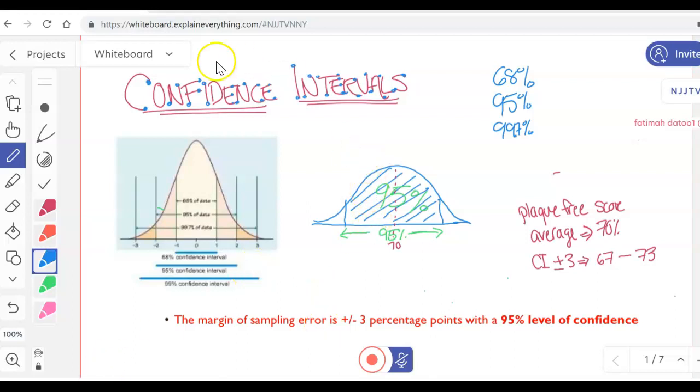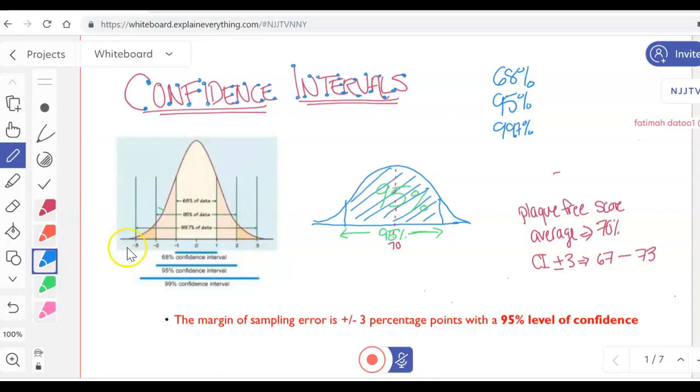Everyone. So this week, we're going to be learning about confidence intervals, and we're also going to be learning about p-values. So let's just start by looking at what a confidence interval is. You may be familiar with this chart. We kind of looked at it before.